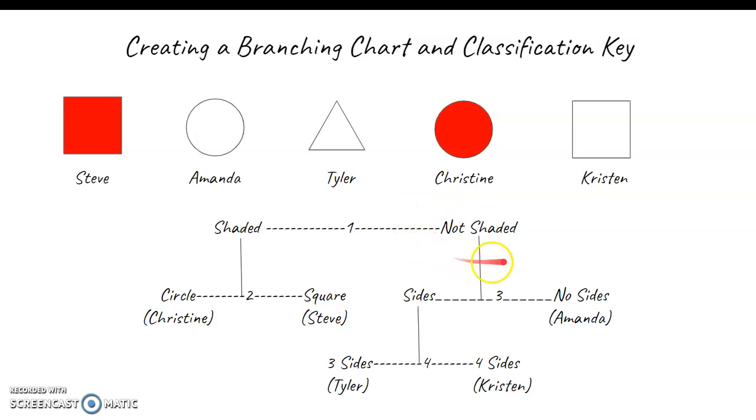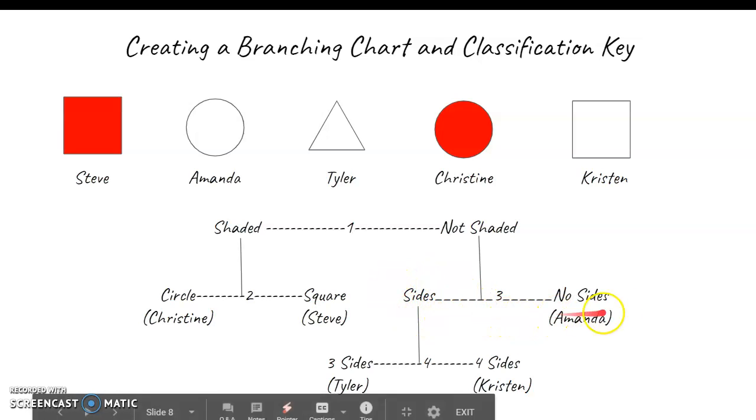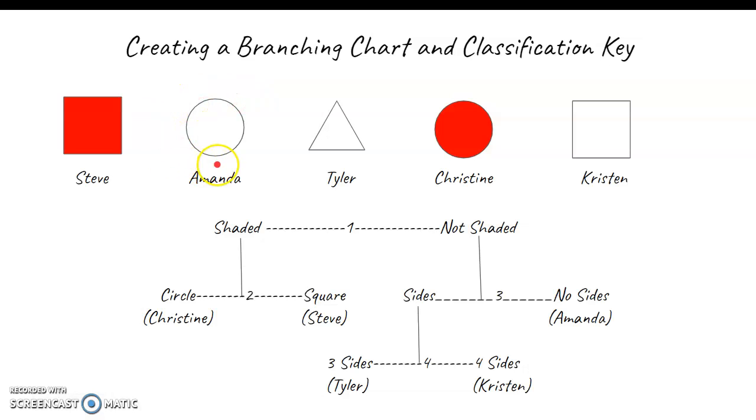But we have this not shaded category over here that still has 3 members to it, and we need to keep breaking those down into 2 groups until everybody is again by themselves. So if I take my not shaded group, I can drop a line down, and I can break them into individuals that have sides versus individuals that have no sides. So Amanda is the only one over here that doesn't have sides because, of course, Amanda's a circle. So Amanda is the only no sides, not shaded individual.